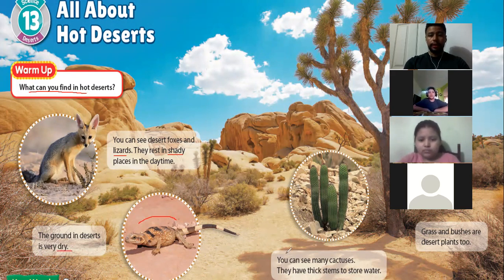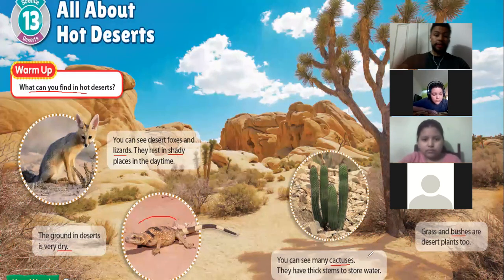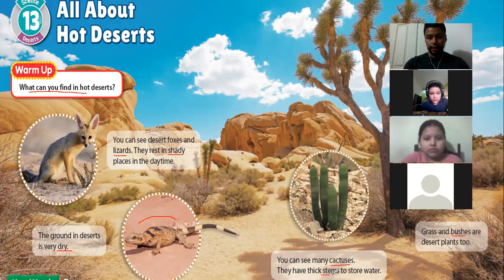Cool, let's continue. And then we have, you can see many cacti. What is this word? Who can help me? It's a cactus, okay, but in this case it's plural, exactly. So we need to underline this word. And the last one, grass and bushes. We need to underline bushes. In the previous one I forgot to underline stems. Exactly. Thank you for reminding me, Monica. So let's underline stems. Very good. They have thick stems to store water, to keep water.